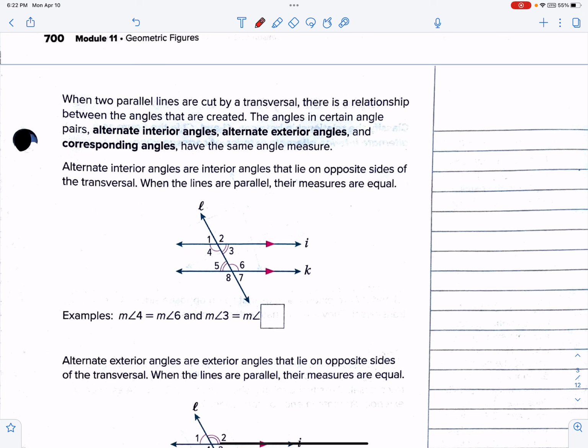So let's take a look at some other vocabulary. We have interior ones that alternate, meaning they're not on the same side, and we have some exterior ones that alternate, meaning they're not on the same side with each other. The ones that are on the same side are called corresponding angles. Those are your three different types that I want you to focus on right now.